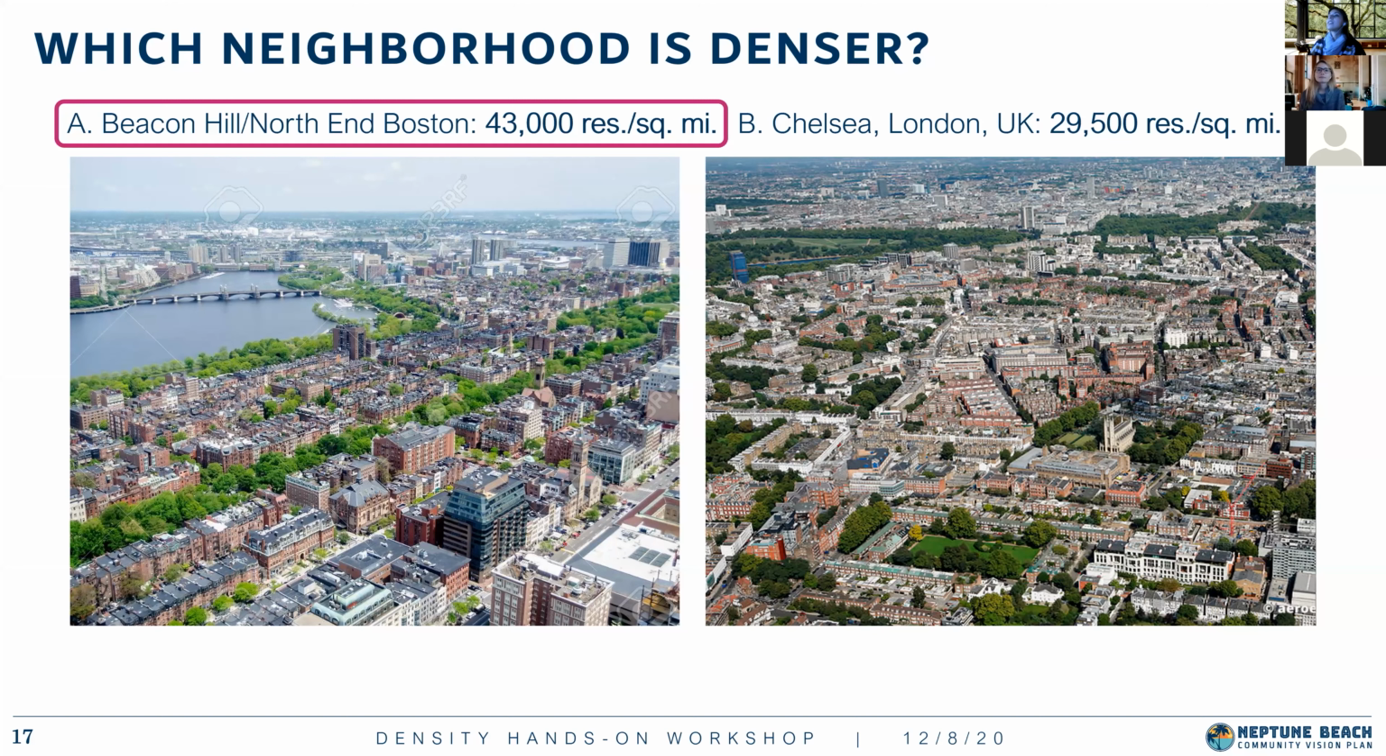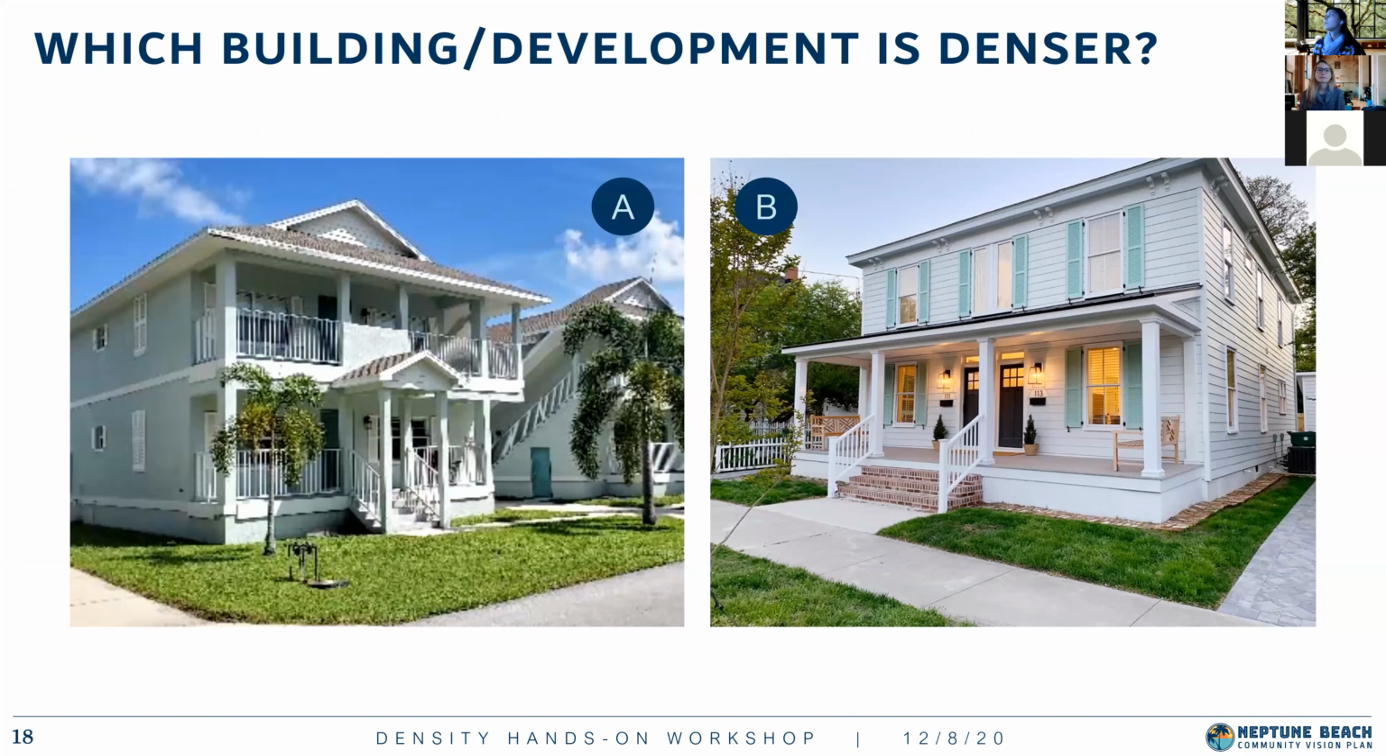So we're going to ask you a different type of question now. Which building or development is denser? This is just looking at the image itself. Which one do you think is more dense? Now we're looking at residential density as opposed to population density, like in the last three questions. I'll say that these both are showing duplexes. The top image is a stacked duplex, one on top of the other, and the bottom image is a side-by-side duplex. I'll admit this is a really difficult one to know the answer to.